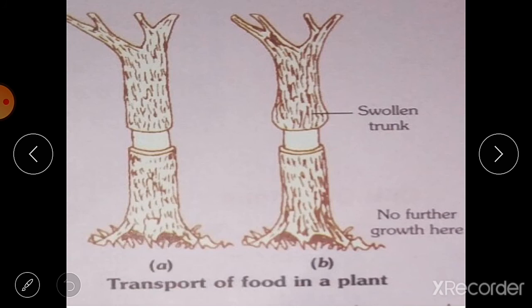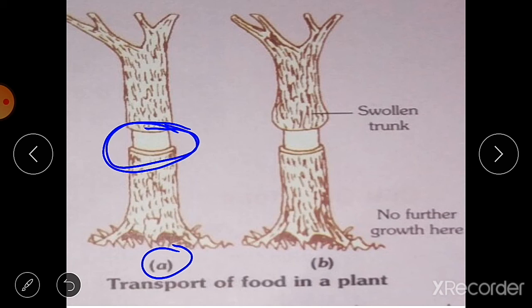Then here is another activity, and this activity will show that the movement of food is downwards in a plant. So what you need is a potted plant again. Take a potted plant with a thick stem, as in figure A, then remove the phloem part from a section of its stem as shown here. You have to remove the phloem part, meaning the outer part of that stem. And after that you observe this plant after a few days.